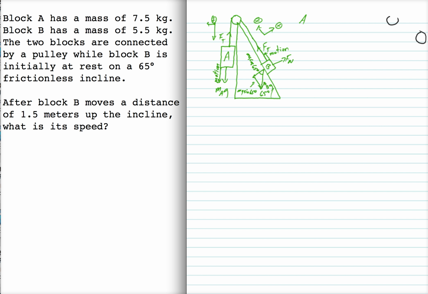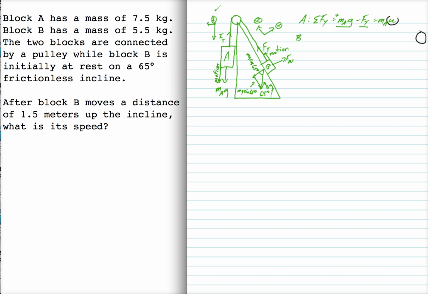I'm going to start by using a force method. So let's start with mass A. For mass A, we've got the sum of all y forces is equal to gravity minus tension. Notice that gravity has a positive value here because it points down, and tension has a negative value because it points up, and that's consistent with my sign convention over here. And then, of course, the acceleration is positive because it points down.